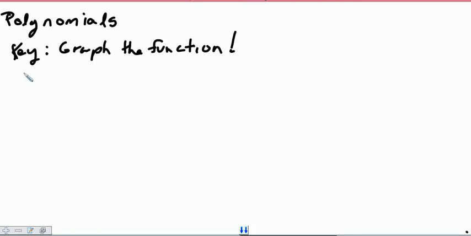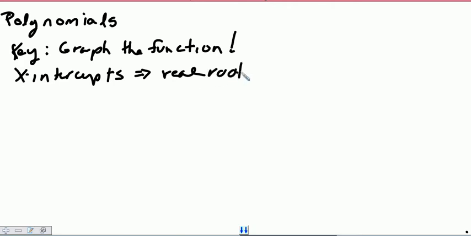A few things that you need to remember. X-intercepts are the same as the real roots of a function. If you remember that only real roots give you x-intercepts, that's where it crosses the x-axis. If you have an imaginary root, it doesn't give you an x-intercept.